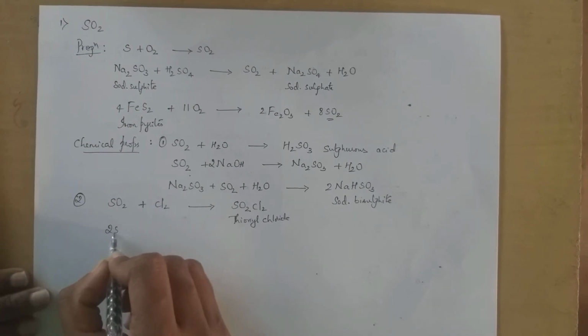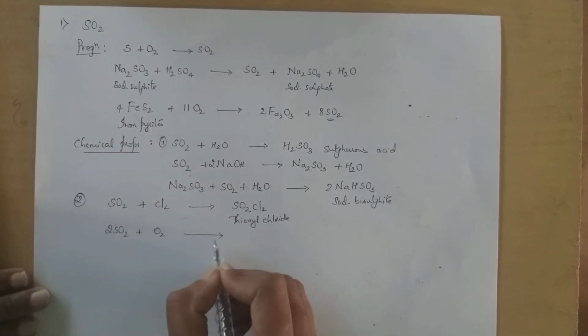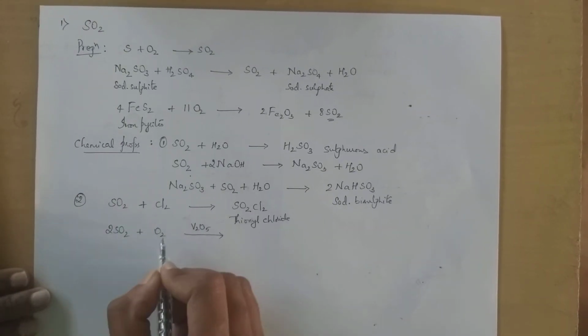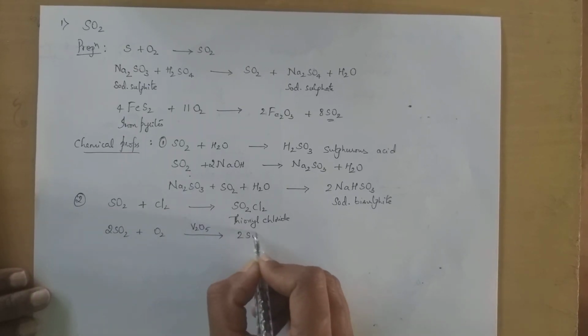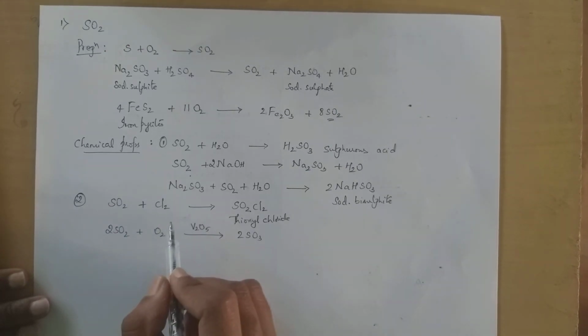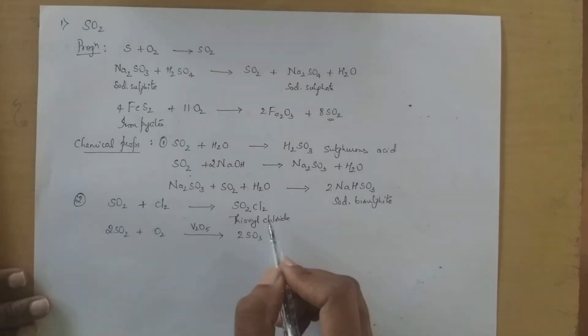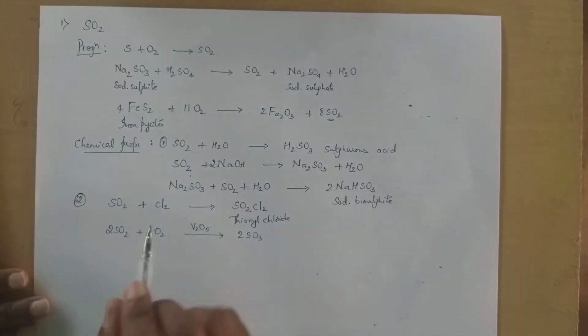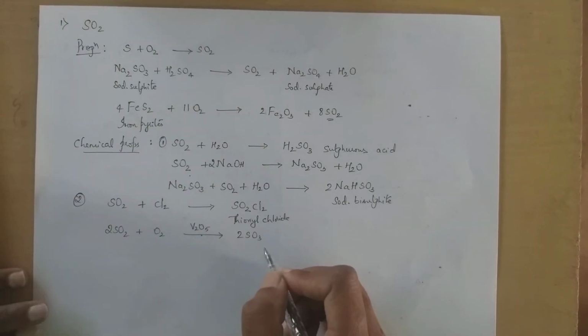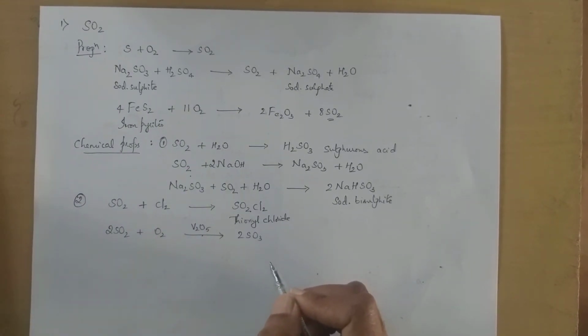Next, sulfur dioxide combines with oxygen in presence of V2O5. It is a catalytic reaction. So in presence of V2O5, sulfur dioxide combines with oxygen to form sulfur trioxide. Okay? This is how it reacts with chlorine and oxygen. So sulfur dioxide reacts with chlorine in presence of charcoal to form thionyl chloride, whereas sulfur dioxide reacts with oxygen in presence of V2O5. So it is a catalytic reaction. It will form sulfur trioxide. So this is about the addition reaction.